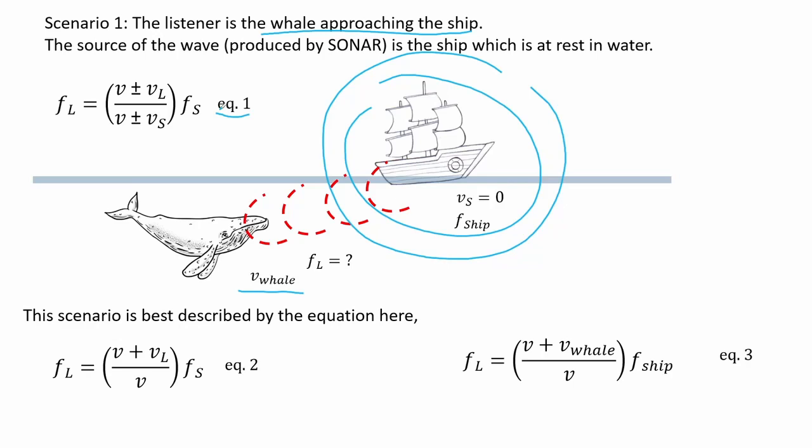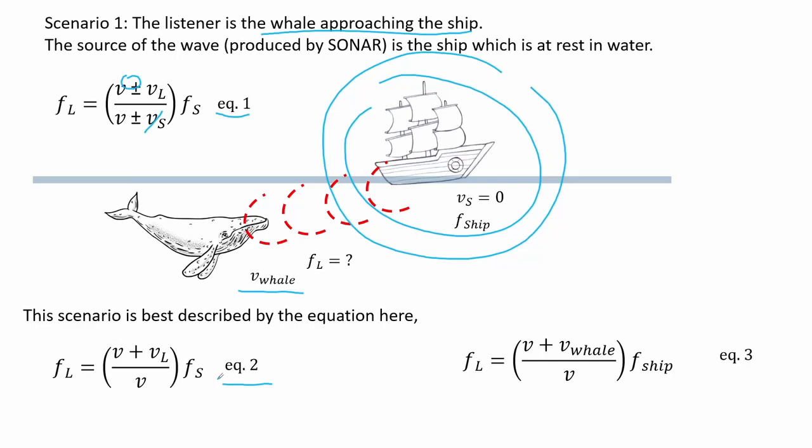The whale is the listener, so it's in the numerator parameter. Now, since the whale is approaching the ship, the numerator should have an effect that it becomes larger. So that means we have to choose the positive sign here. For the ship, which acts as a source, is simply stationary, so this is just 0. So we arrive at equation 2.